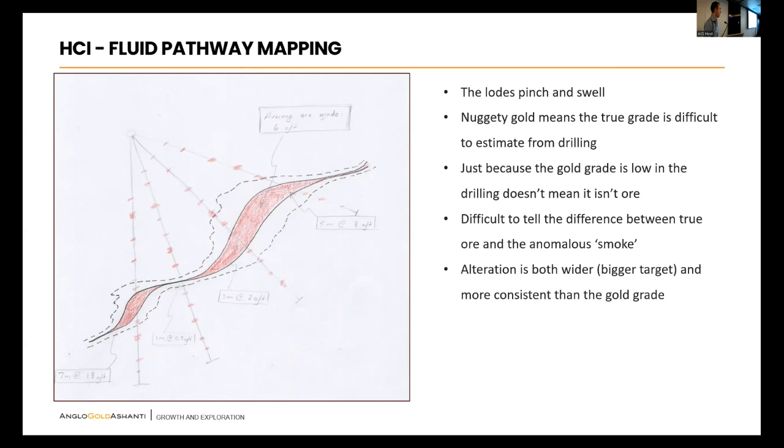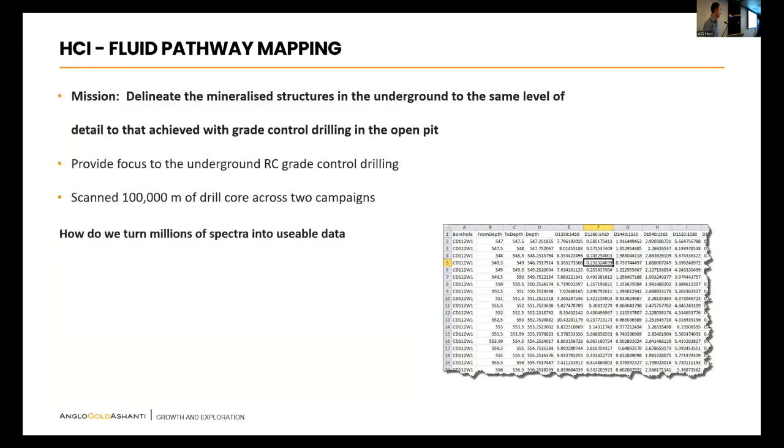Instead, you're getting 0.5. So it's very difficult to differentiate between ore and a lot of anomalous smoke, we call it smoke floating around, which are really small scale structures and cracks. And the advantage of using alteration in this case is that it's wider, so it provides a bigger target, and it's more consistent than the gold grade. So our mission for this particular project was, or we were asked to delineate the mineralized structures in the underground environment to the same level of detail to that achieved in the open pit.